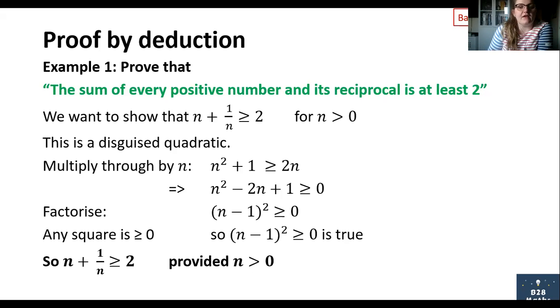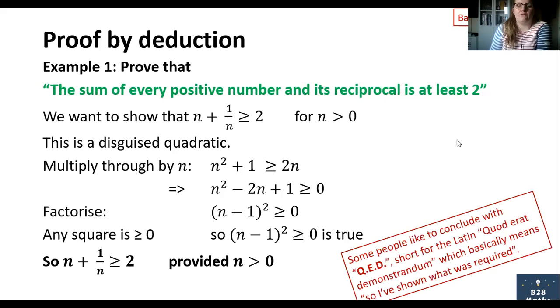Obviously if we were dealing with negative numbers, this wouldn't necessarily be true, but in our question we've clearly stated up at the top that it's the sum of a positive number and its reciprocal. So we're just talking about positive numbers, so n has to be greater than 0. Therefore n plus 1 over n is greater than or equal to 2, provided that n is always a number greater than 0.